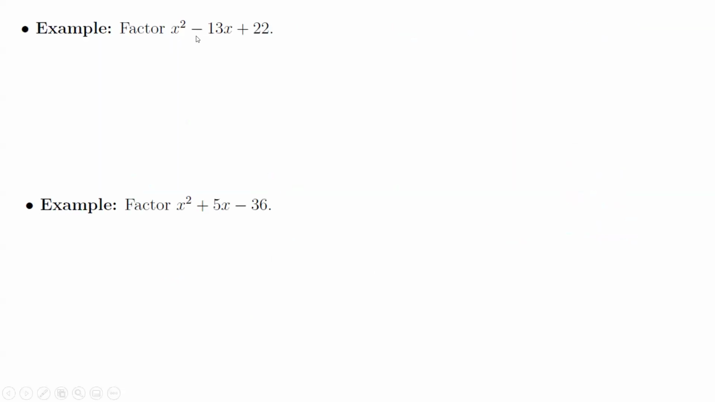All right, now let's think about this one here, x squared minus 13x plus 22. If it's going to factor, it'll have to look like this. And the last times the last will have to equal 22. My options here are pretty limited. 1 times 22 is a possibility, and 2 times 11 is a possibility. And that's it.